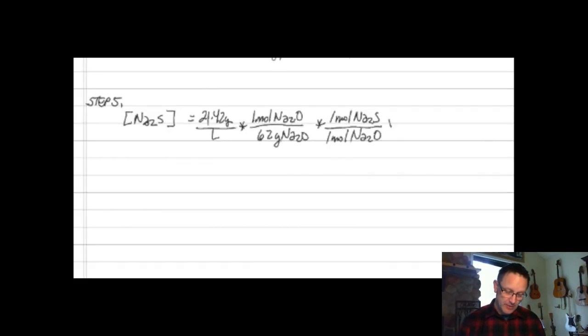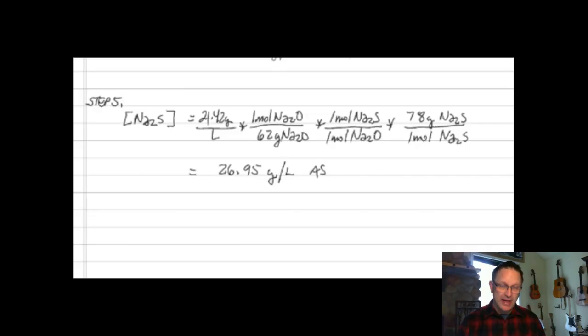Okay. So we multiply all this out. If you recall from video 1, that's a ratio of 78 over 62. So multiplied, our answer is 26.95 grams per liter as Na2S. So if you're making up 1 liter of white liquor, this is the amount of Na2S that you would weigh out.